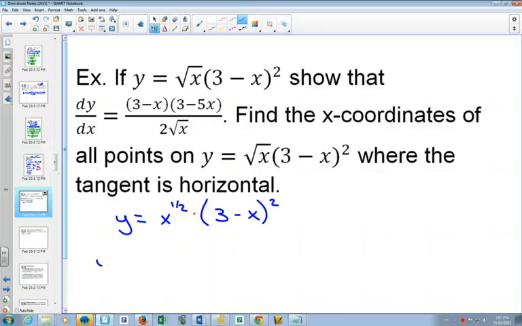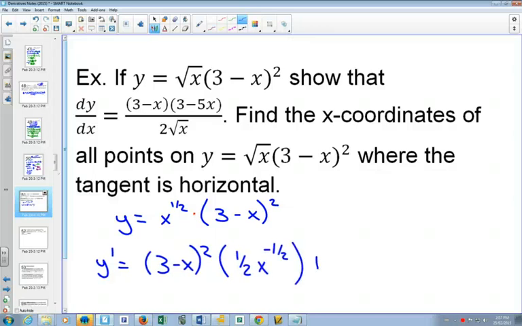And so when we go, keep one the same, derivative of the other one. And again, it doesn't matter which order you do that in because you're adding them. Keep the other one the same, and then the derivative. And the derivative of the inside will be a -1.